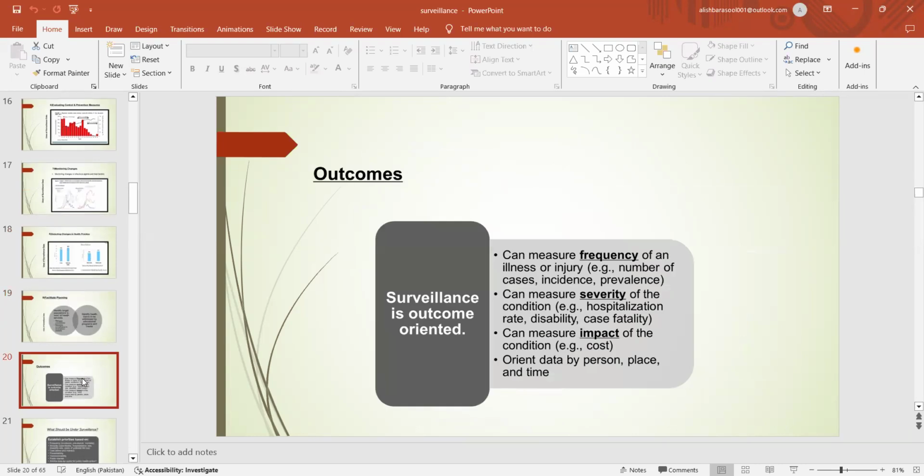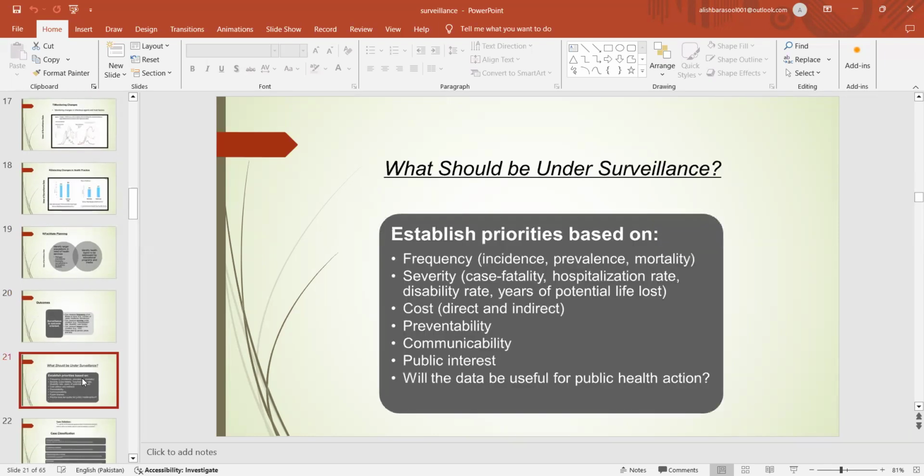Outcomes. Surveillance is outcome oriented. It can measure the frequency of an illness or injury, number of cases, incidence and prevalence, can measure the severity of the condition, hospitalization rate or case fatality rate, and can measure the impact of the condition. Orient the data by place, person, and time.